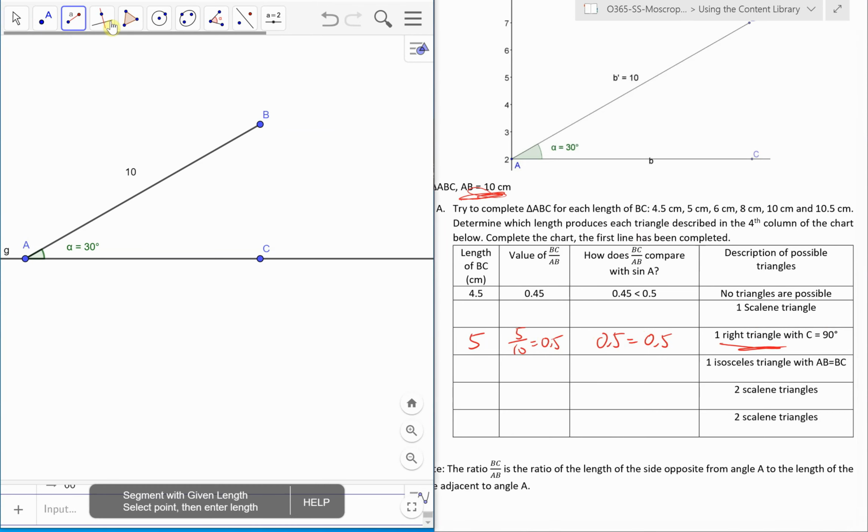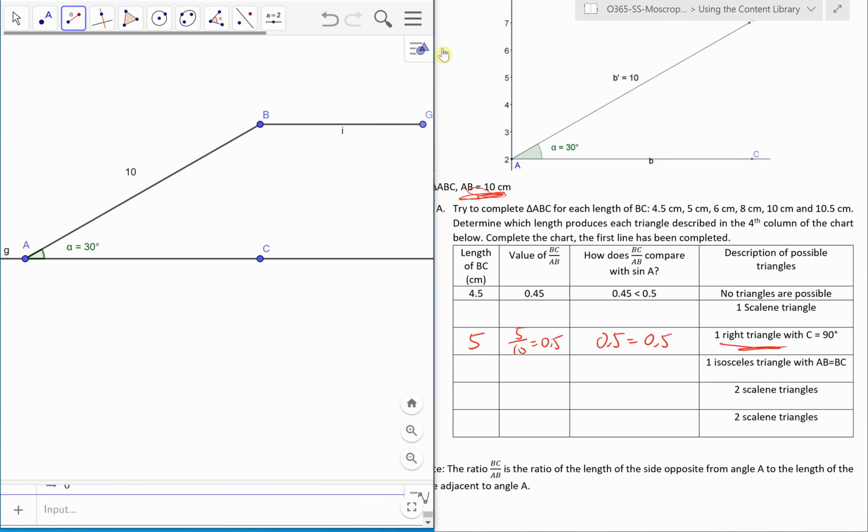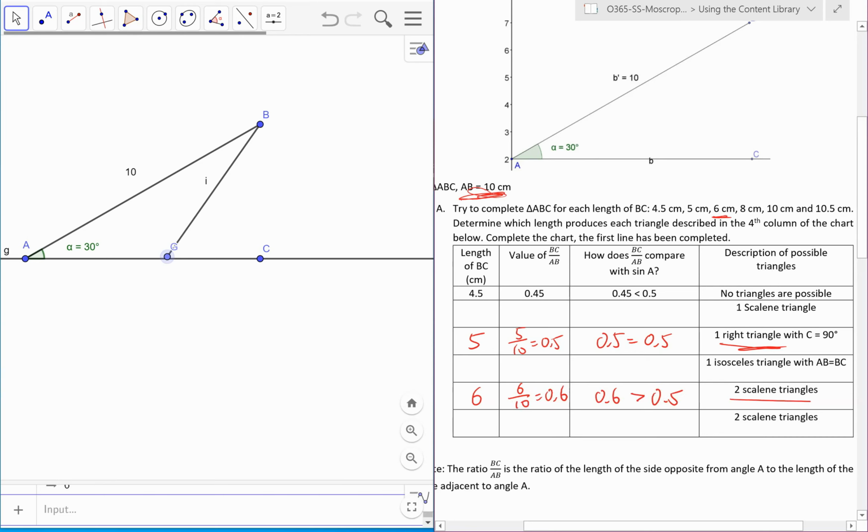Okay, so now I'm gonna make the next one. Next line here, it says BC is 6. So I'm gonna put a 6 here for my side length. Now I'm going to drag this line, and I want to see how many triangles I can actually make. If I rotate this, you can see I can make a triangle right here. And if I keep rotating, I can make another triangle right here. So when BC is 6, BC over AB is 0.6. This ratio is bigger than sine of A. We end up with two scaling triangles.